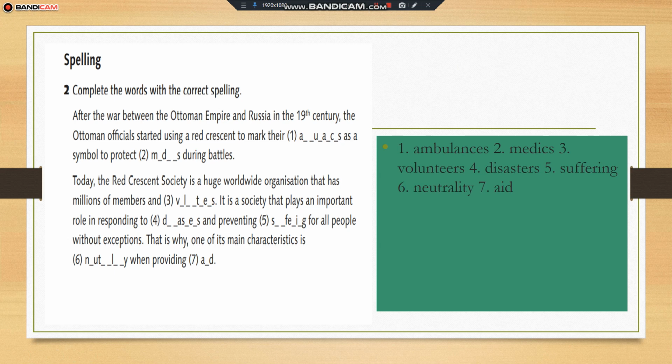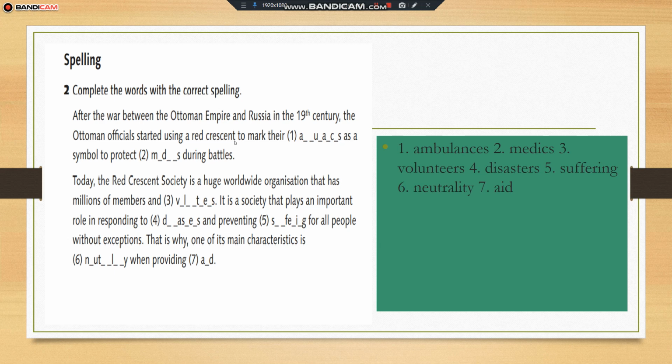Of course, guys, the purpose of this exercise is to improve your writing skills, so that you develop your writing skill and make sure of it. It says: complete the words with the correct spelling. The goal is spelling, to test yourself. Okay guys.